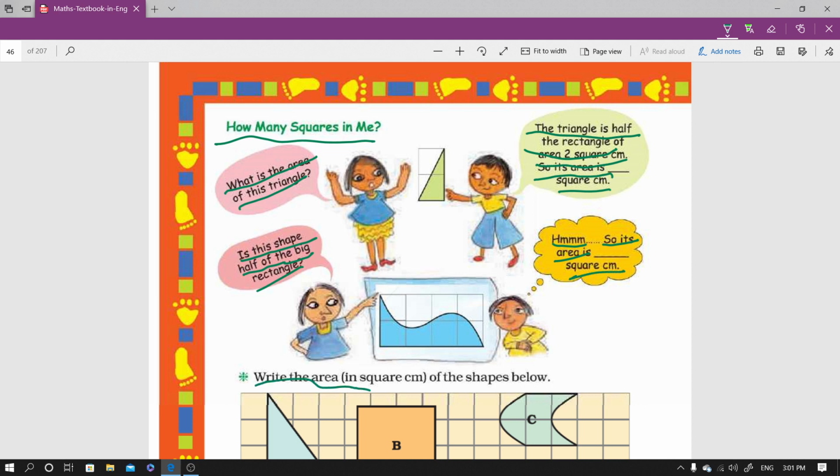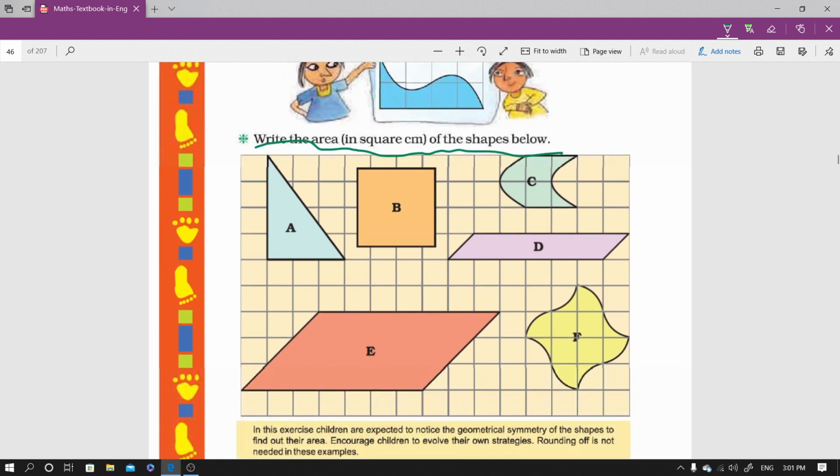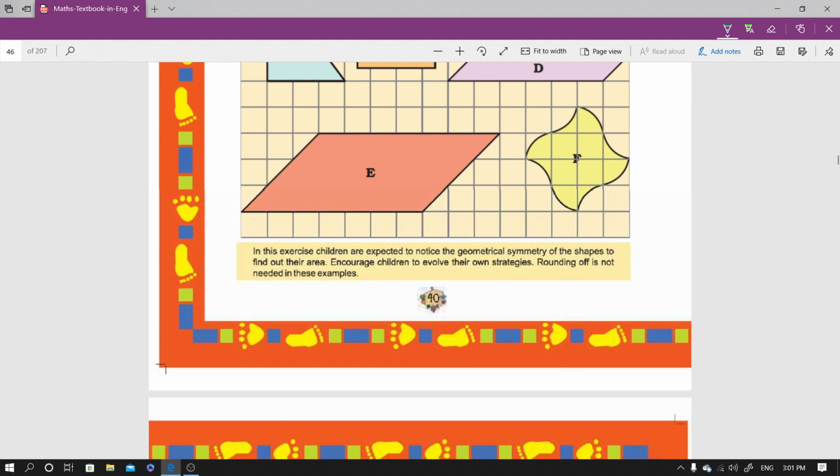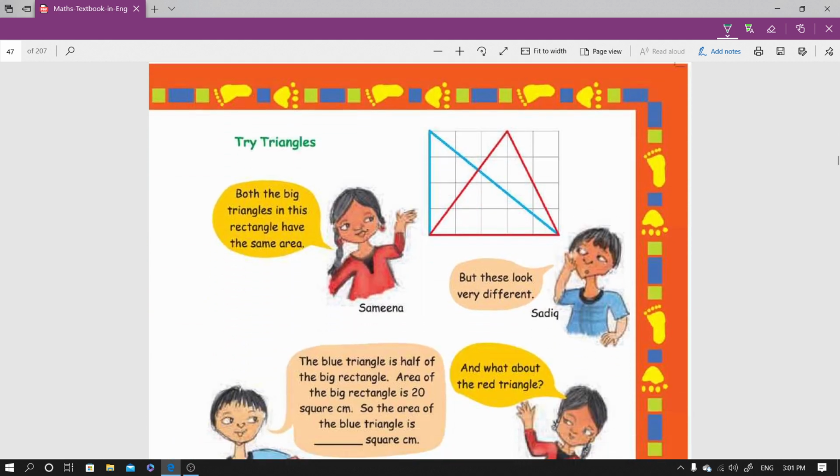Write the area in square cm of the shapes below. એટલે આ જે બધા શેપ છે એનો તમારે સેન્ટીમીટર માપીને કમેન્ટમાં લખવાના છે. હું તમને જેટલું જેટલું કહેતો જાઉં એટલું તમારે કમેન્ટમાં લખવાનું છે.